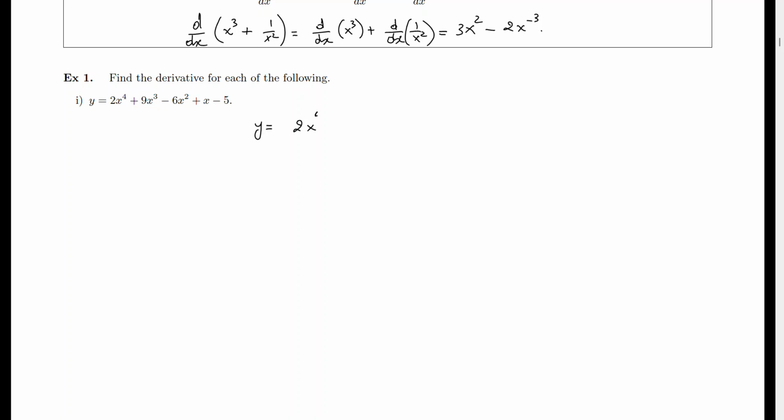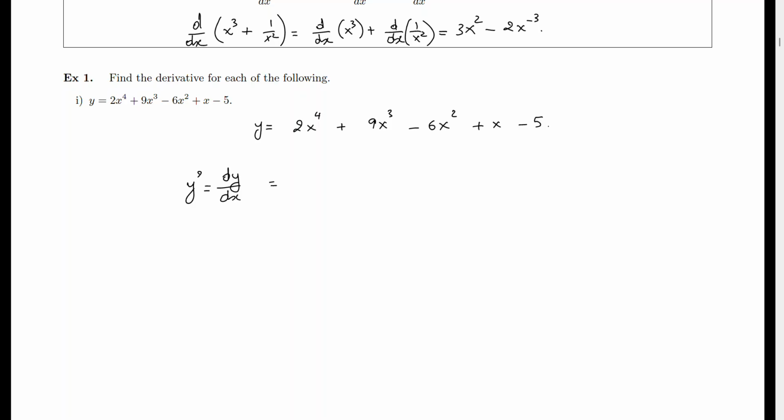The y is 2x^4 plus 9x cubed minus 6x squared plus x minus 5. And I'm looking for the derivative, meaning I'm looking for the dy over dx, also known as y prime, or dy over dx. That's what represents the derivative.